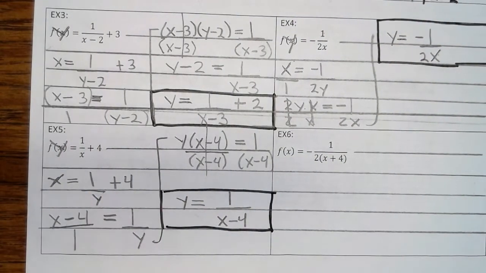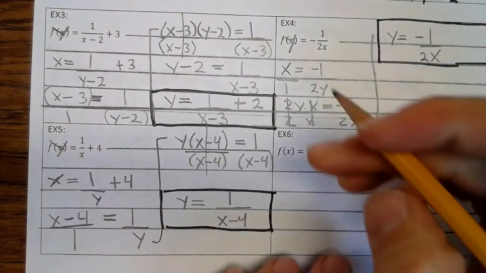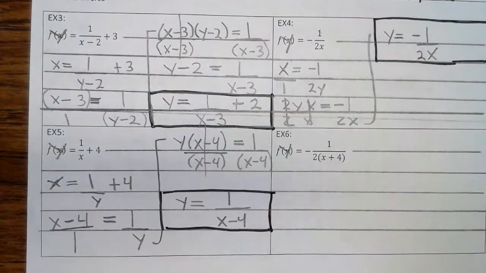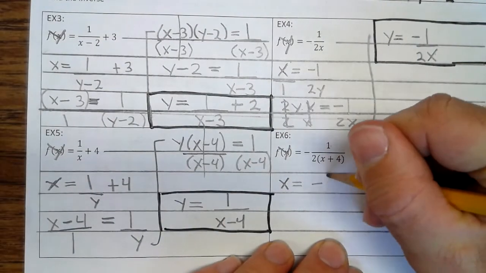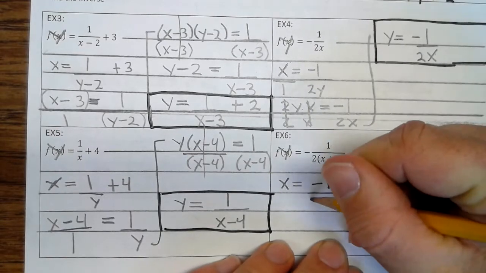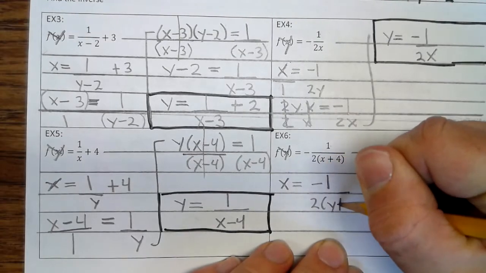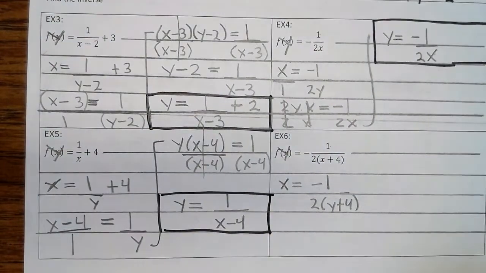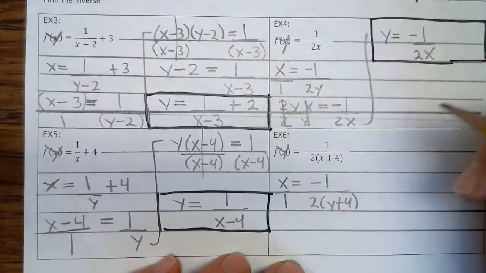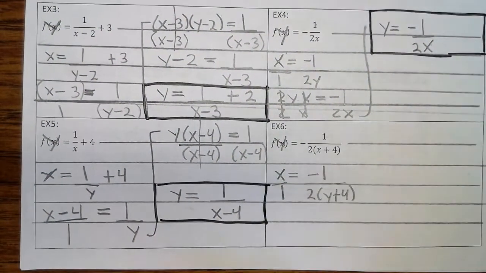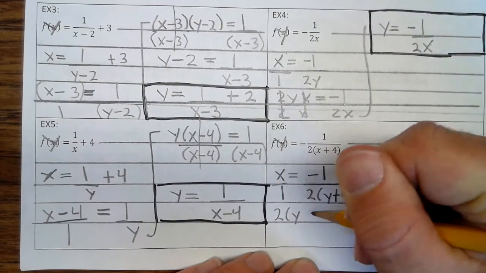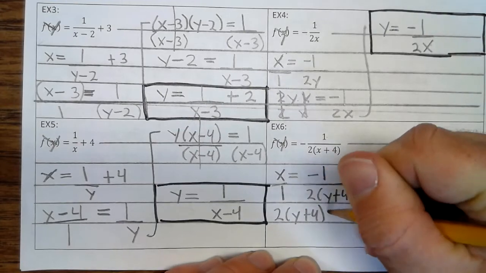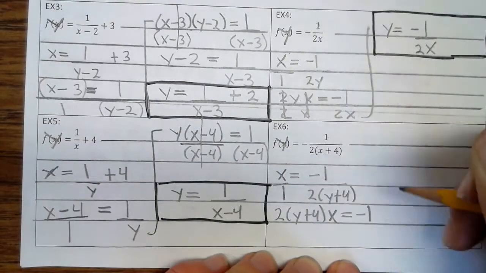All right, last problem. Again, change f of x to y, and then switch x and y. So x equals, I'm going to put the negative in front of the 1, so -1 divided by 2, parentheses y plus 4. Divide this by 1, and then you cross multiply. So then you get 2y plus 4x equals -1.